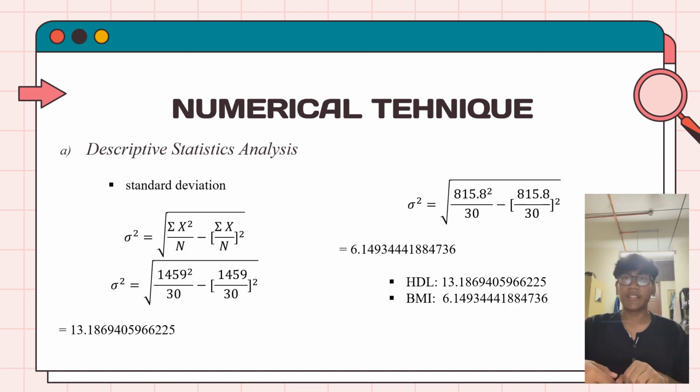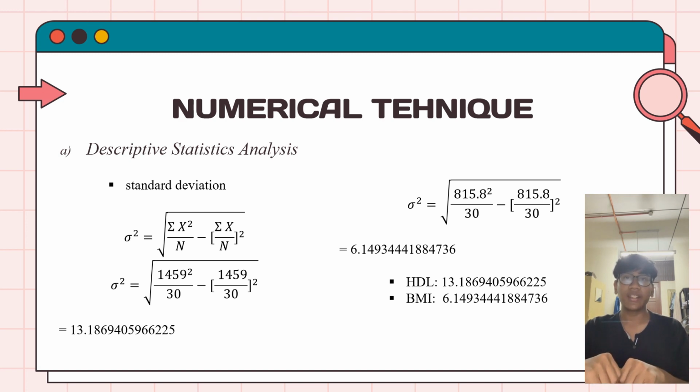To compute the standard deviation, the formula for variance is applied, followed by taking the square root. For HDL, the variance is calculated as 13.619, while for BMI it is 6.50. This value represents the measure of dispersion within the HDL and BMI dataset, indicating the average deviation of individual data points from the mean.